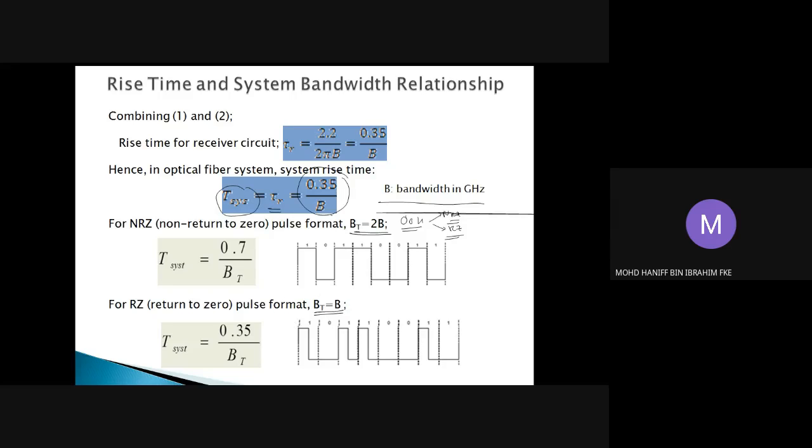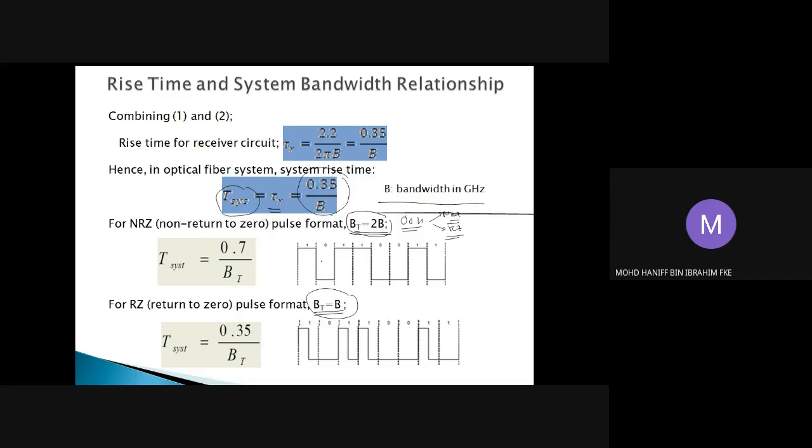But for the RZ, bit 1 is represented by a combination of signaling 1 and 0, in which every bit has a return to zero signaling. So that's the difference between NRZ and RZ. Based on this, we can see that the bandwidth for the RZ will be 2 times as compared to the bandwidth for the NRZ. So that's why we have the equation that the bit rate for NRZ is 2B, while the bit rate for RZ is equal to B.